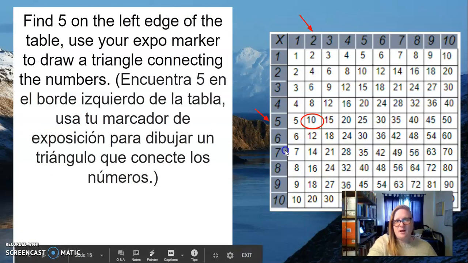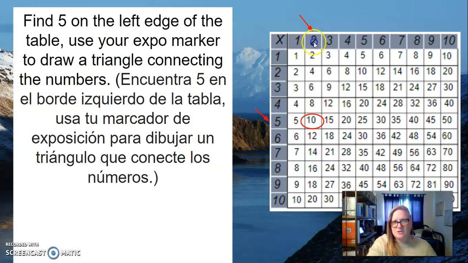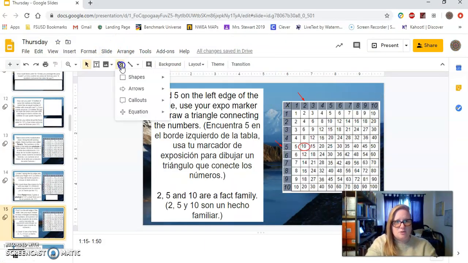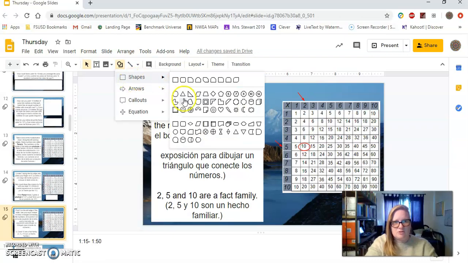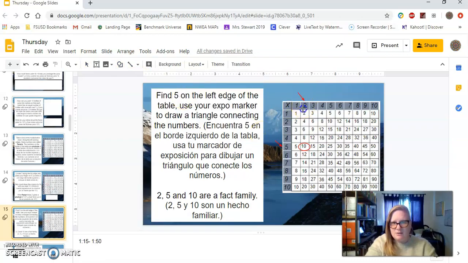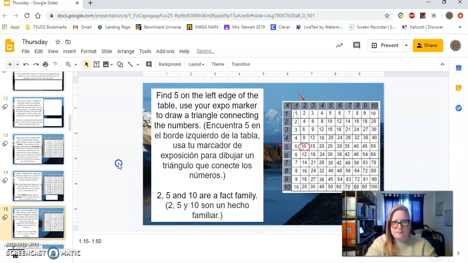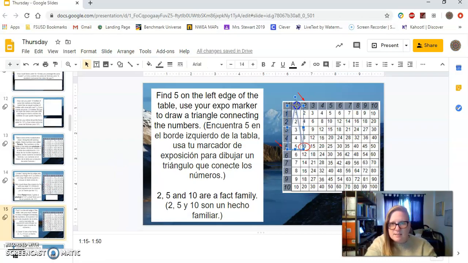Find 5 on the left edge right here of the table. I'm sorry. You can't actually use your Expo marker on your screen. You don't want to do that. But what you can do is go to shapes, go to triangle, and you could go like that. Okay. Oops. Let's see if I can make this point over here. Yep.